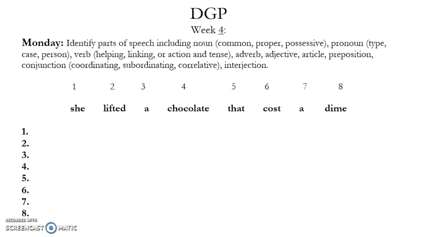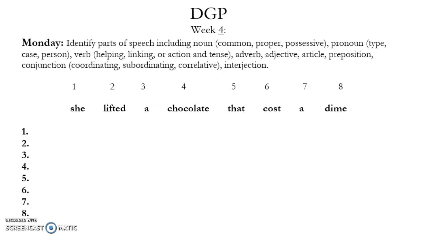All right, class, let's look at our fourth DGP, daily grammar practice, and let's look at Monday. So Monday, what you're doing is you are identifying the parts of speech for the sentence below. Okay, so read our sentence. She looked at a chocolate that cost a dime.